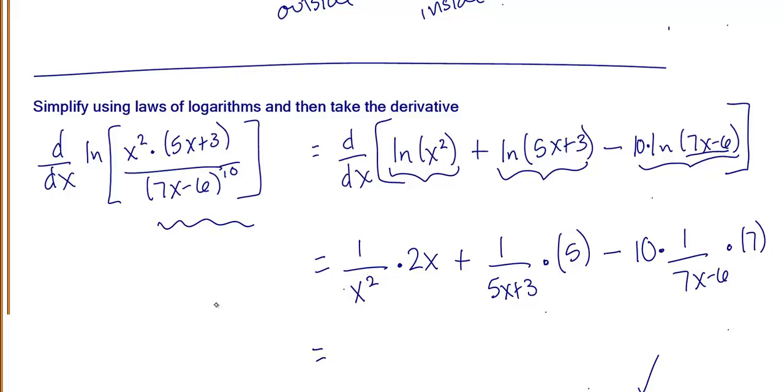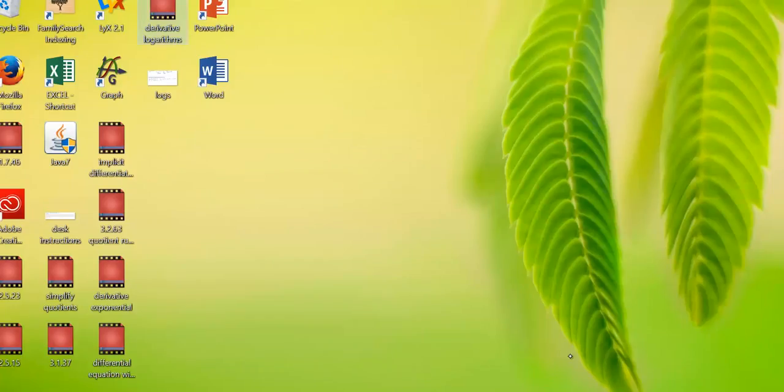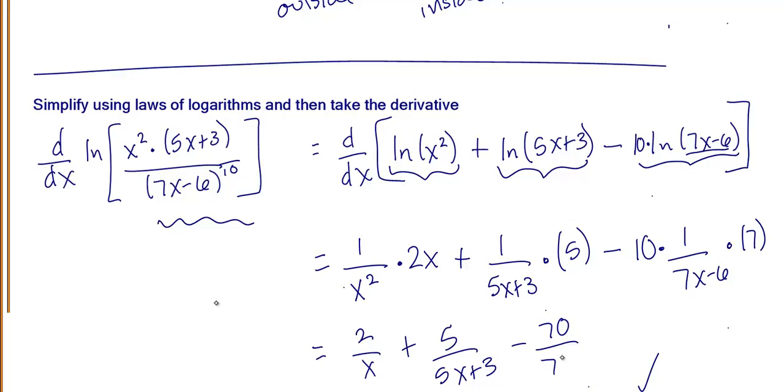So for my final answer, let's see, that x cancels, so we have 2 over x plus 5 over 5x plus 3 minus 10 times 7, so 70 over 7x minus 6. And that's my final answer. Notice that was much simpler than trying to take the derivative of the inside of that original log function. So all those log properties we learned so long ago and we're making you practice again, they actually do have a use here.